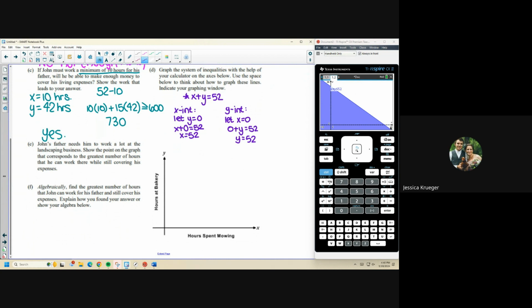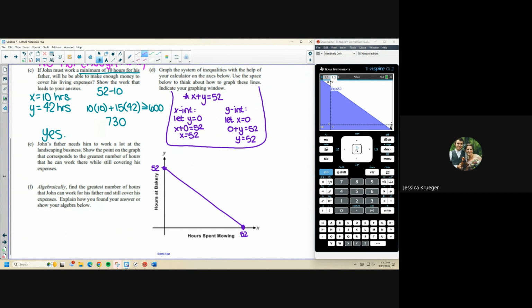So on my y-axis, I'm going to come up here to 52 and put a dot for my y-intercept. On my x-intercept, I'm going to come down here and put a 52 and put a point. And then I'm going to connect them with a solid line. And I know I'm going to shade below, but I'm going to save the shading for the end. So that's my first equation. Now, you can go through and trace your graph and go all the way over and find your x-intercept if you want to. This is just a little bit more efficient of a way to do it.